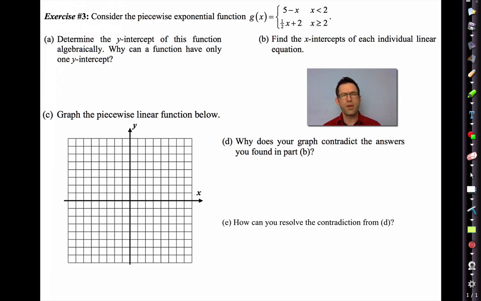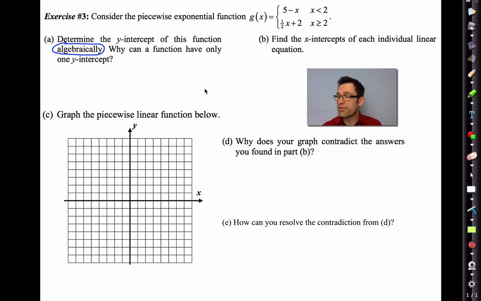So let's play around with another piecewise function. All right, here we have g of x equals, that function. Letter A says determine the y-intercept of this function algebraically. Algebraically, then it goes on to say why can a function have only one y-intercept? So anyway, think about this for a little bit. Pause the video and consider both questions.